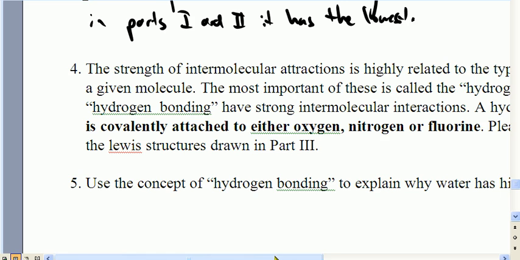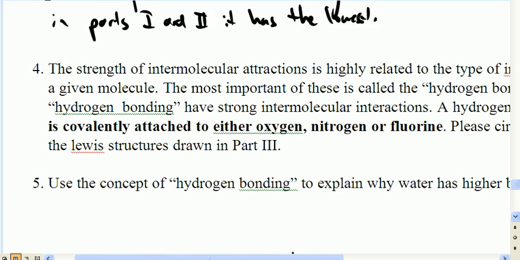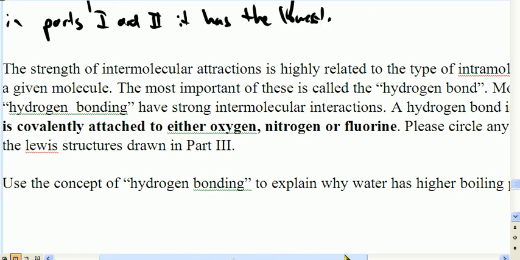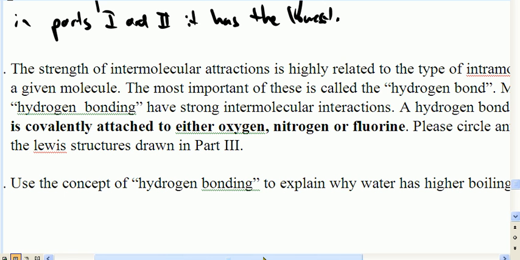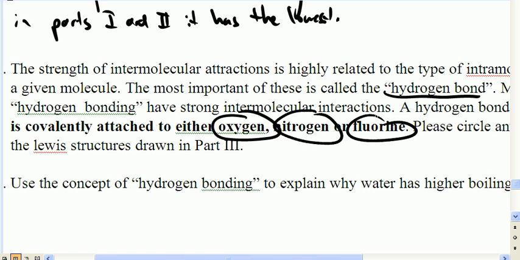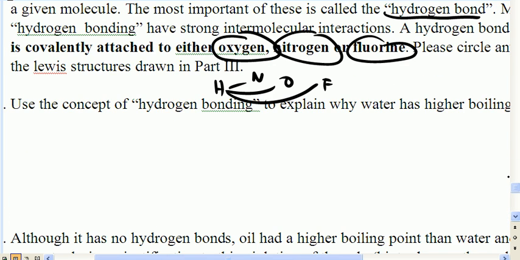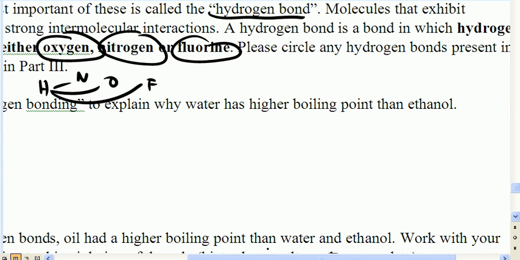Okay, now in 4 it says the strength of intermolecular attractions is highly related to the type of intramolecular attraction. So basically it goes on here to talk about the hydrogen bond, and that hydrogen bond is when hydrogen is covalently attached to either oxygen, nitrogen, or fluorine. This is our NOF that we talked about earlier. Hydrogen has to be connected to N, O, or F. So it says, use the concept of hydrogen bonding to explain why water has a higher boiling point than ethanol.